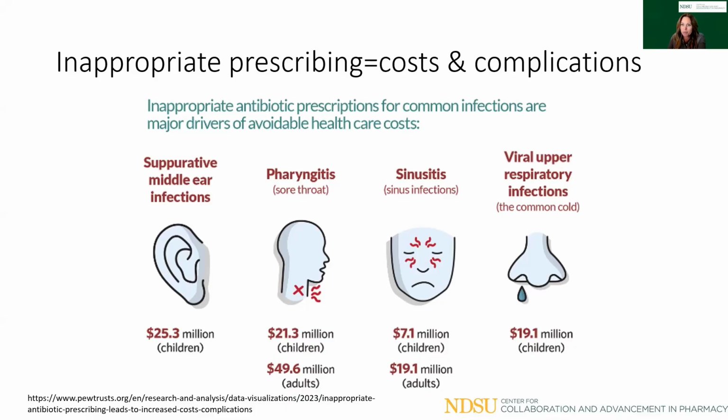And for this goal, looking at this by upper respiratory infections or the common cold, almost $19 million in complications due to inappropriate prescribing of antibiotics. Pharyngitis in children was 21 million. In adults, almost $50 million. And so it might not be on that scale at your clinic, but it helps and it improves patient care.